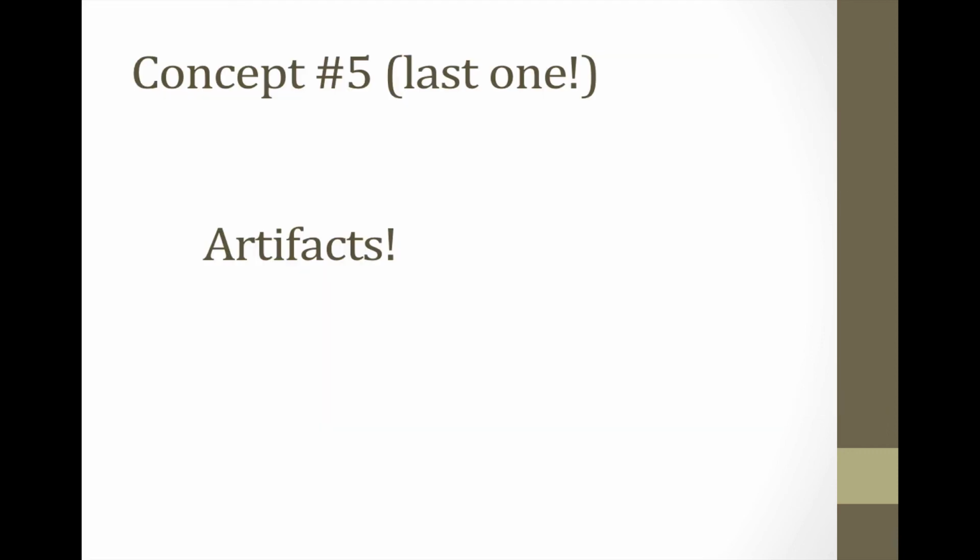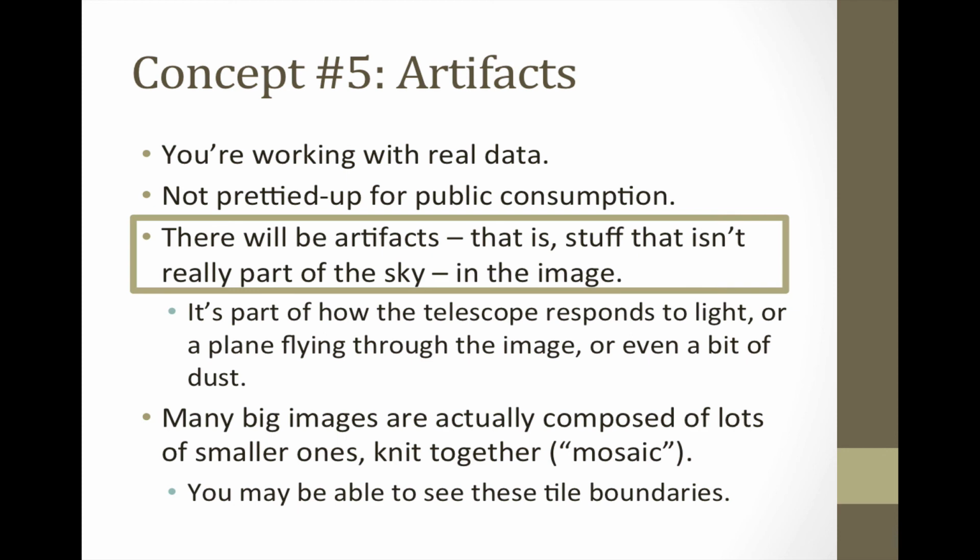Last big concept, artifacts. When you are getting into these archives, you are working with real data. That means it's not been prettied up and polished for distribution in a big press release. There are going to be artifacts. That means stuff that isn't really part of the sky. And it could be how the telescope responds to light. It can be a plane or a satellite moving through the image, or even dust or bugs.